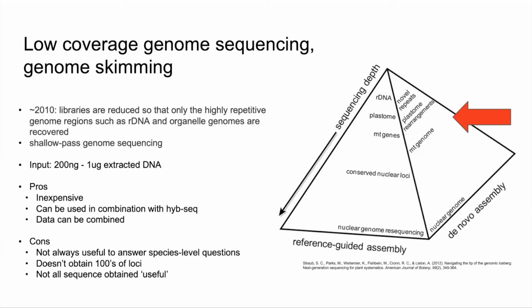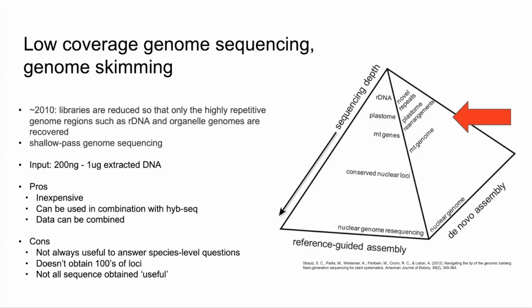The pros are that this method is relatively inexpensive. It can be used in combination with hyb-seq, which I'll talk about next. The data from this method can be combined with other types of data. So if you do a couple of different genome scans for the same individual, you can combine those data. The cons are that it's not always useful for answering species level questions because you're not necessarily getting super variable regions. So we could talk about the differences between plastid and nuclear data later, if that's something that people are interested in.